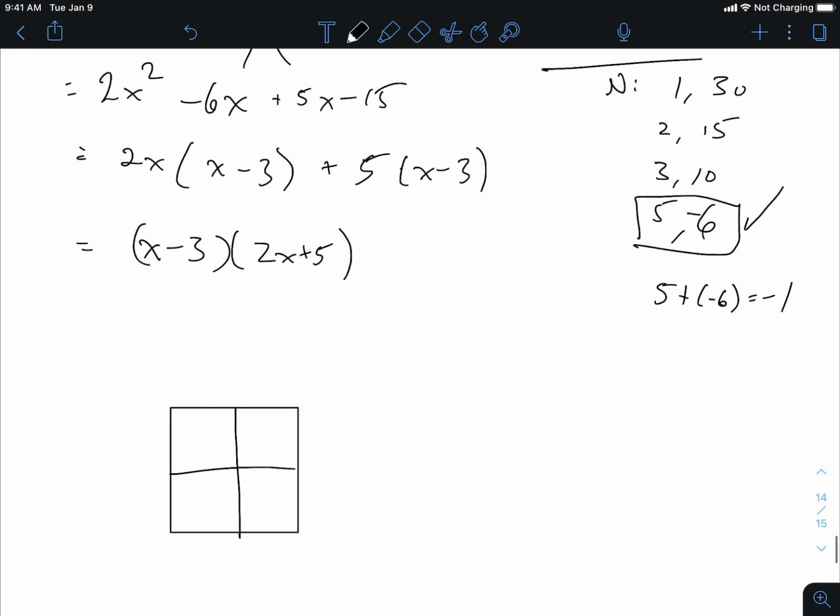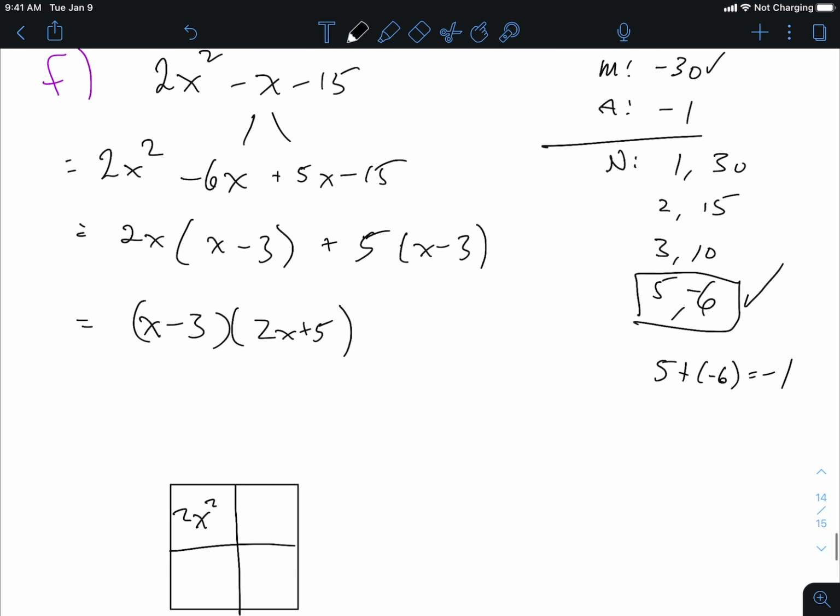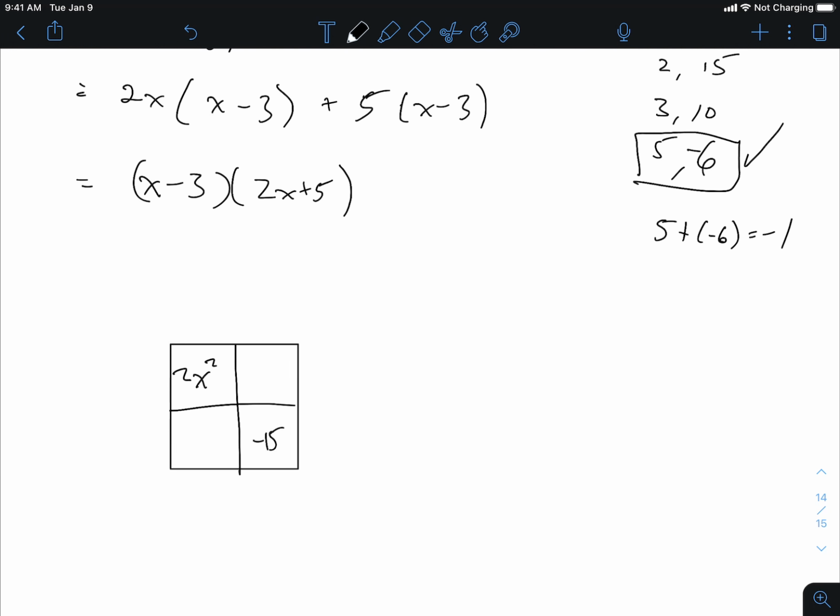Right? You throw in the stuff, 2x squared. You throw in minus 15 in the bottom right. And then you throw in your two factors, 5x and negative 6x. Just start reading stuff off vertically. What's common vertically in the first column? 2x. In the second column, I see a 5 that I can take out. We'll worry about the signs after. Then read horizontally.